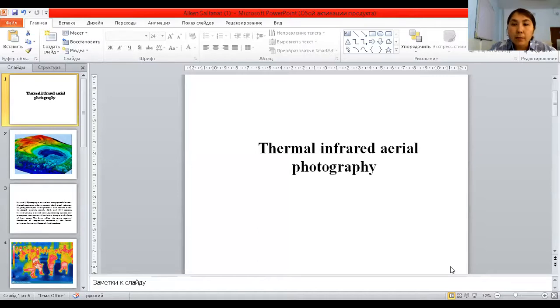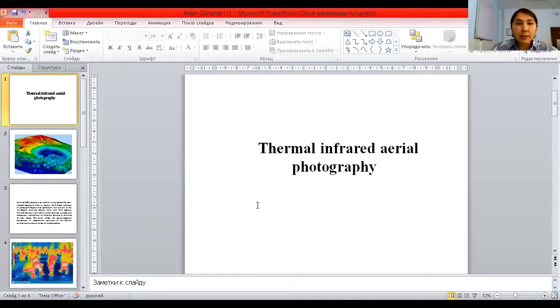This aerial photography is frequently used when, for example, we cannot find any person, maybe any animal in a forest, maybe in some place. That's why this thermal infrared aerial photography is widely used in modern time.